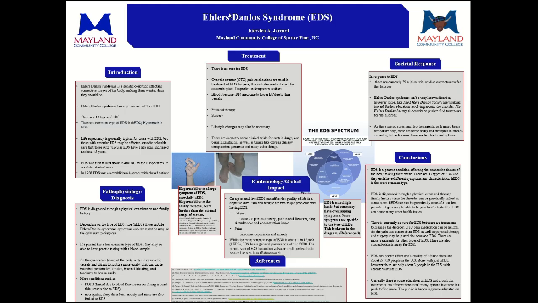And it can cause more conditions such as strokes, which is a clogged artery in or to the brain. It can cause a tendency to bruise more easily, internal bleeding, intestinal perforation, which is a hole in the intestinal wall. And it can cause more conditions such as POTS, which is postural orthostatic tachycardia syndrome, and it's linked to EDS due to blood flow issues revolving around the thin vessels, which is due to the EDS. It can also cause neuropathy, sleep disorders, and anxiety is also linked to EDS.